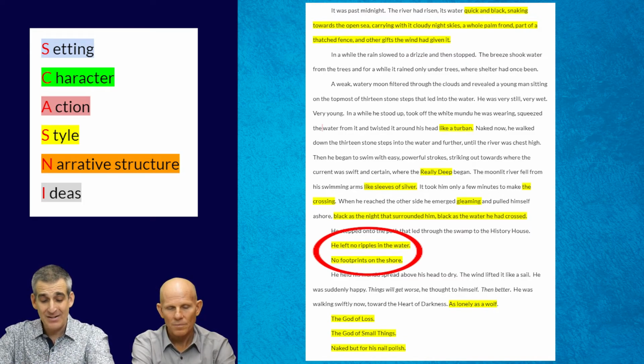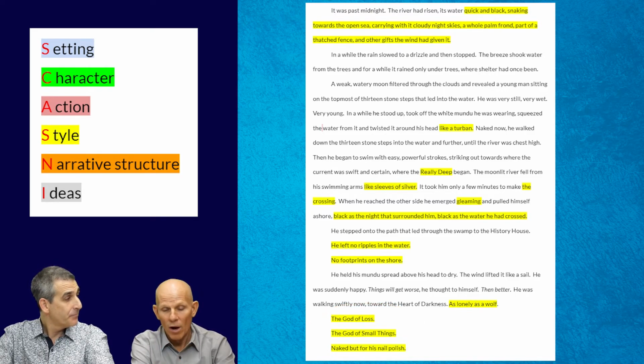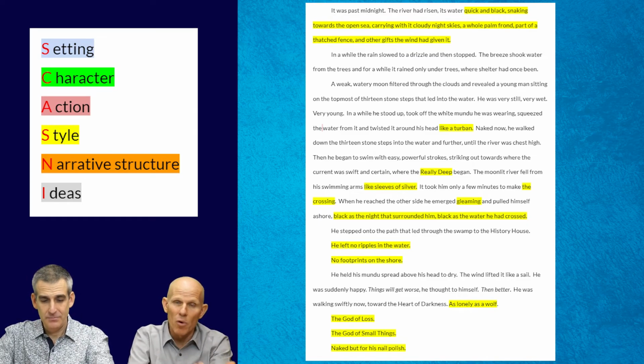And then again, going back to that religious imagery, those religious connotations of the text, he is labeled as the God of Loss, the God of Small Things by our third-person omniscient narrator. Yeah, that's great. Well said. I think there's so much to talk about with that symbolic act of crossing the river and what we could do with that and how that's so important. So very metaphorical and figurative.